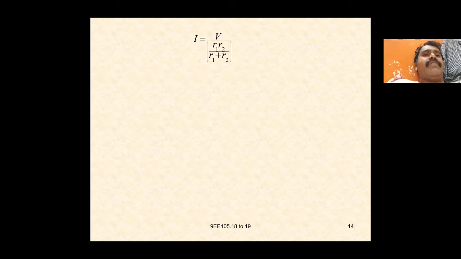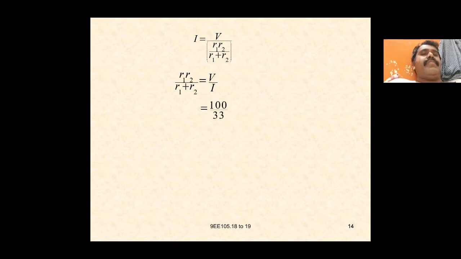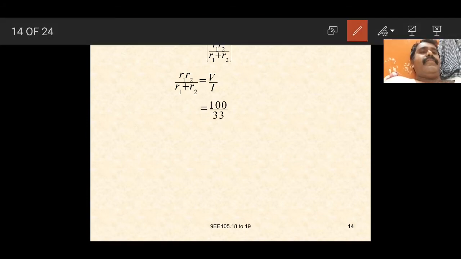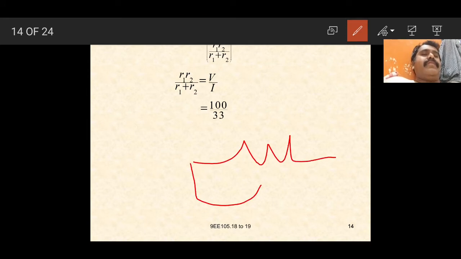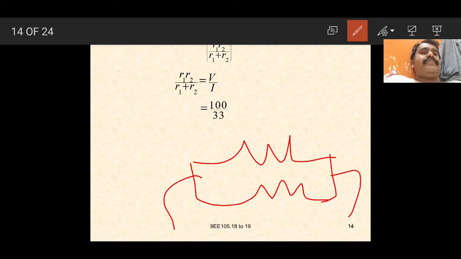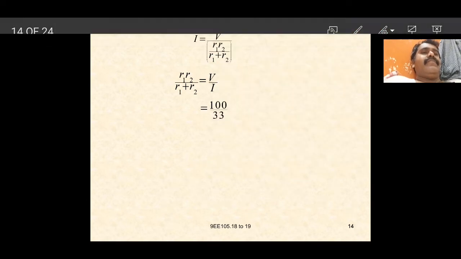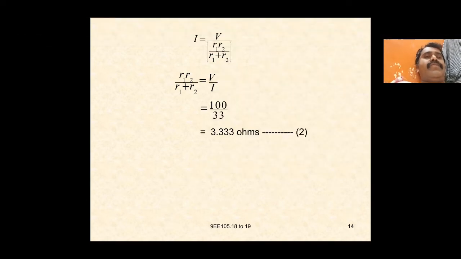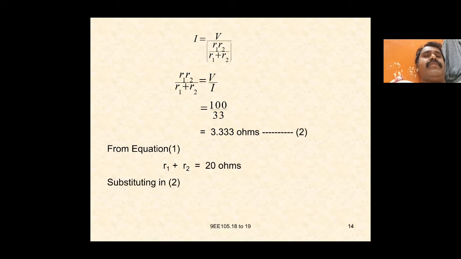I is equal to V by R1 R2 by R1 plus R2. So R1 R2 by R1 plus R2 is equal to V by I. Here we take the parallel combination, that is, the two resistors are connected in parallel, R1 and R2, which is equal to 3.333 ohms. From equation 1, R1 plus R2 is equal to 20 ohms.